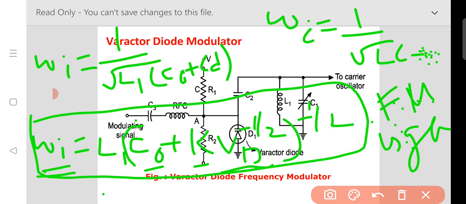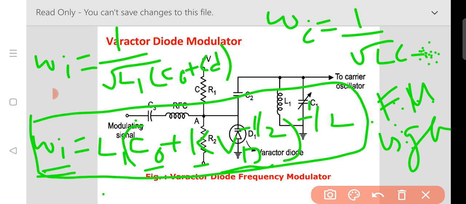For that direct FM generation purpose, we use the diode here. The diode is connected in reverse bias at the particular instant, shunt to the tank LC resonant circuit. Then this diode acts as a variable capacitor or varactor. That's why it is the varactor diode method, also called the variable parameter method. I hope you understand this scenario.